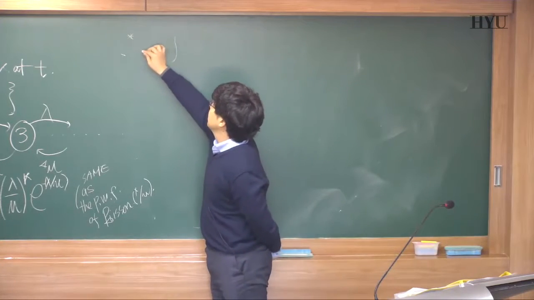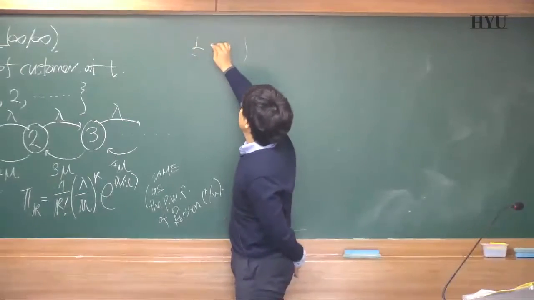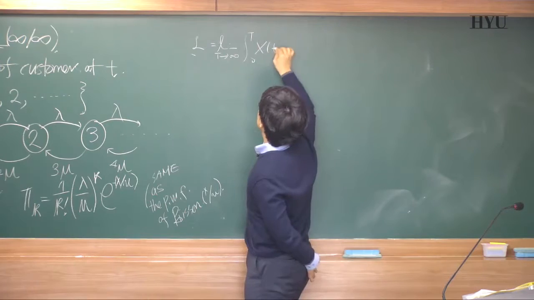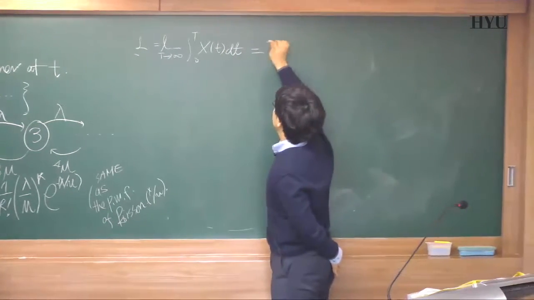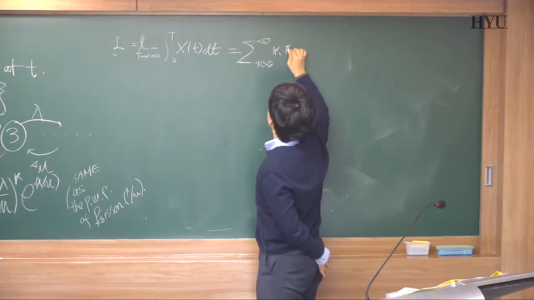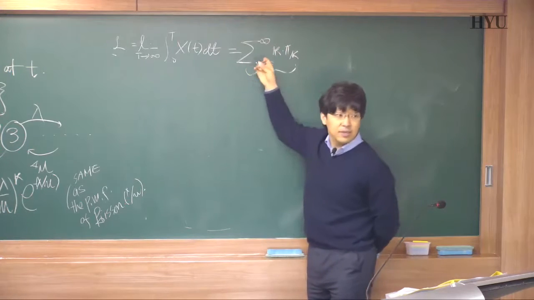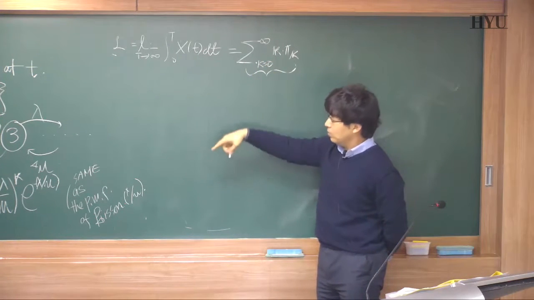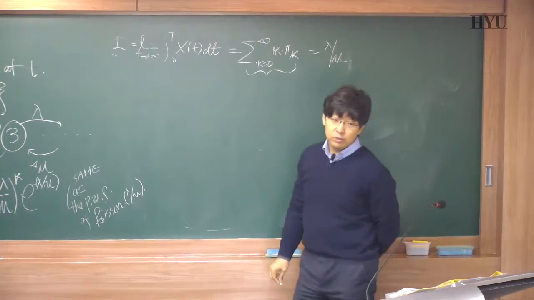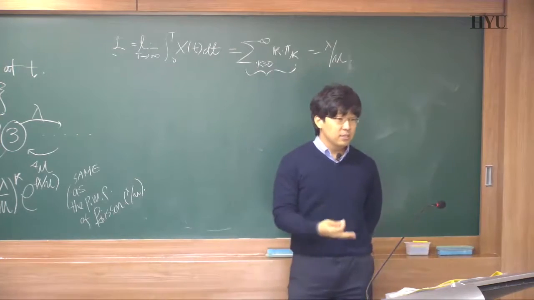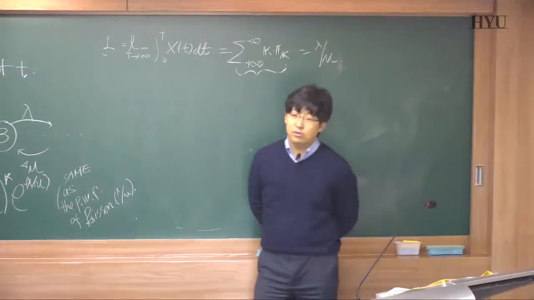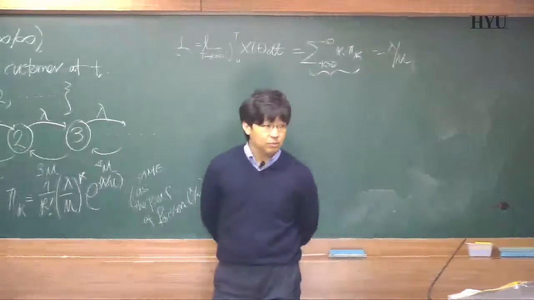Because the limit as t goes to infinity of the integral from 0 to t of X(t) dt is the same as the summation over k from 0 to infinity of k times pi_k. This one is actually the same as the expected value of Poisson, lambda over mu. So you don't have to calculate it, since we know the mean value of the Poisson is lambda over mu.